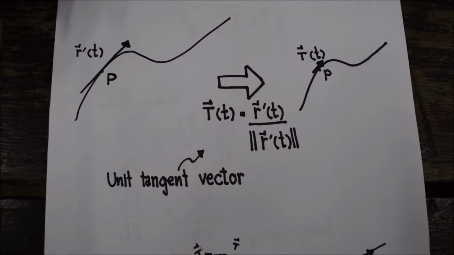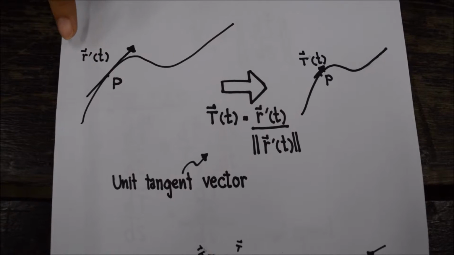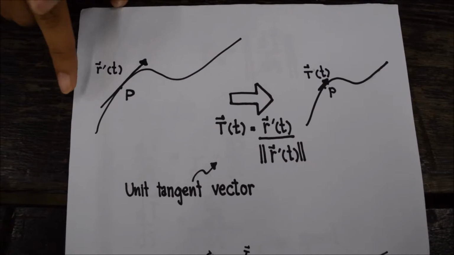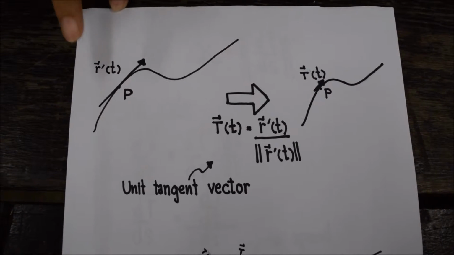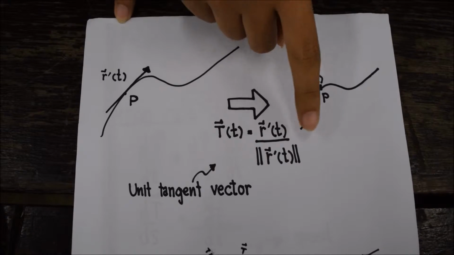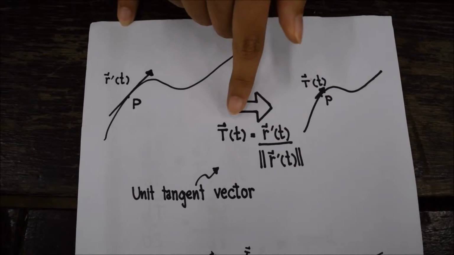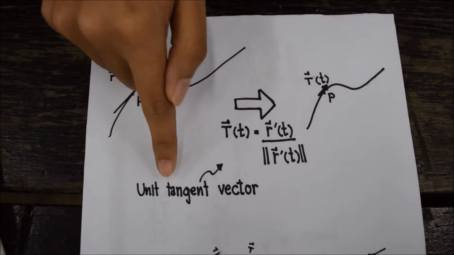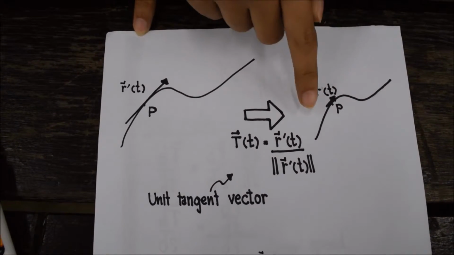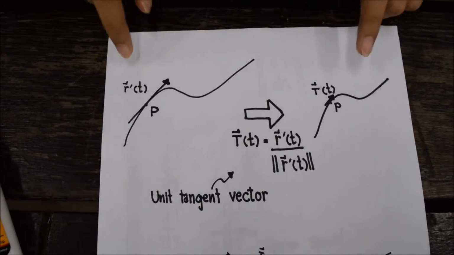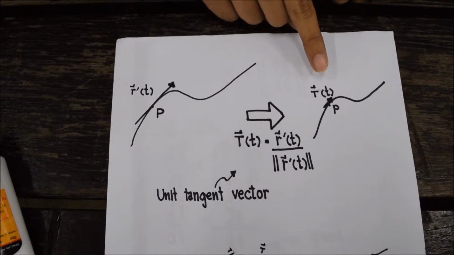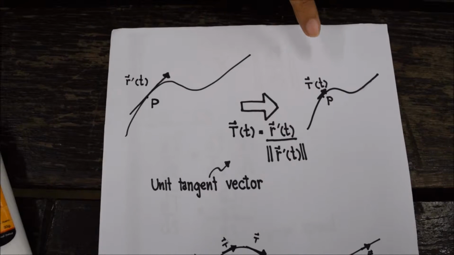We know that the rate of change of r with respect to t is tangent to the curve, as you can see from the picture, and if we convert it into a unit vector by dividing it by its magnitude, we will get vector T. This vector T is called the unit tangent vector, and here's the picture of how vector T lies on the curve. You can see that it is smaller than vector r because its size is 1.